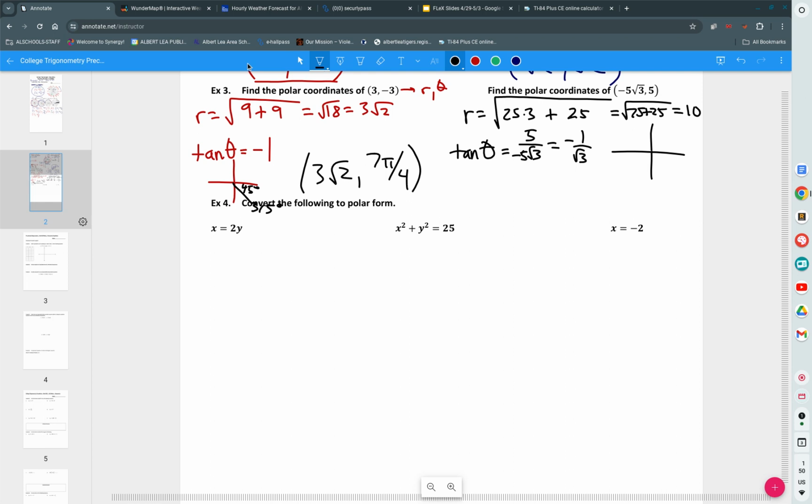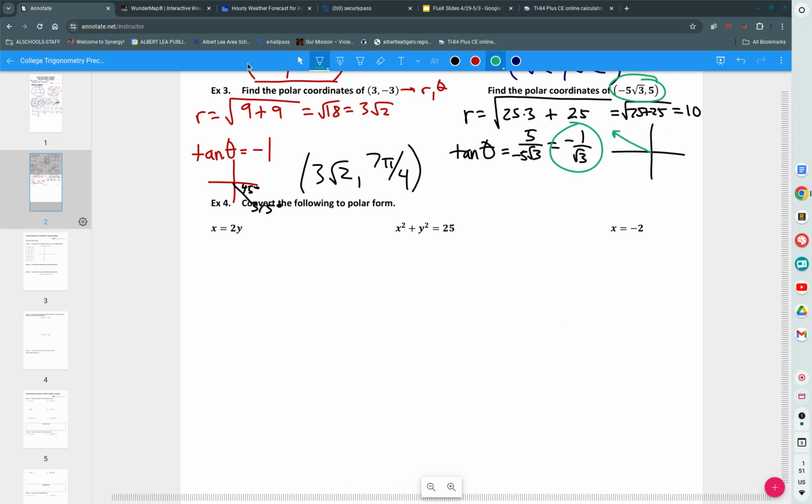I've got 10 for the radius. Anybody have a question how I came up with 10 for the radius? A lot of times people leave this, they say, well, my angle is negative 1 over the root of 3. That is not an angle. That's what tangent is equal to. Notice that tangent is negative. Tangent is negative in the second quadrant and the fourth. This places me in the second quadrant.